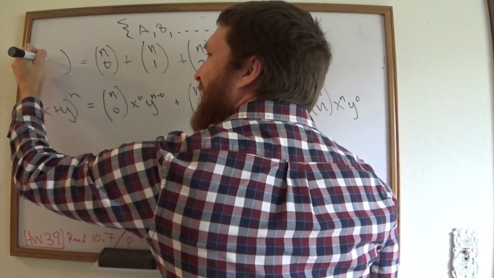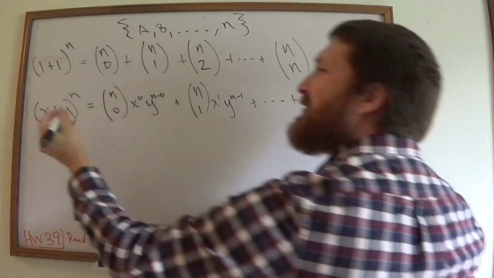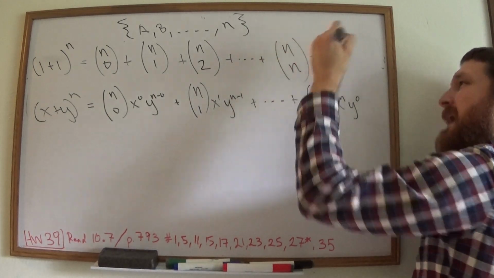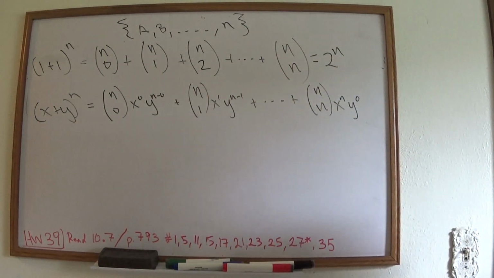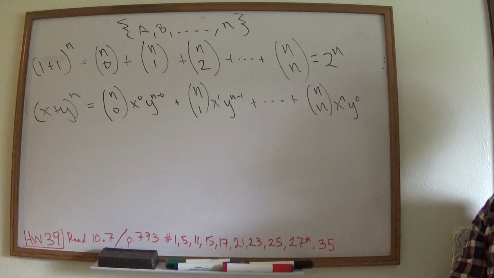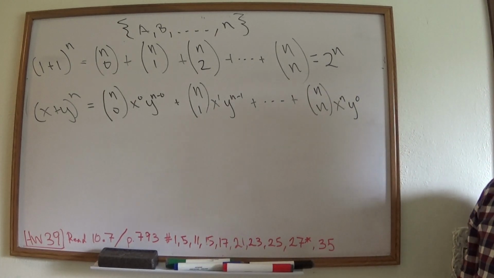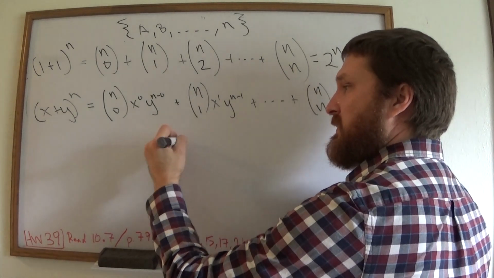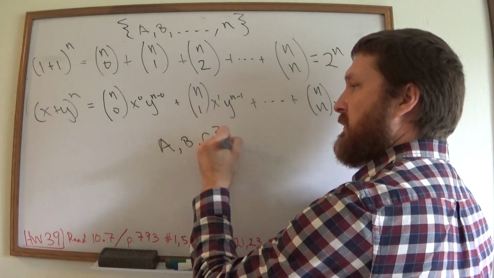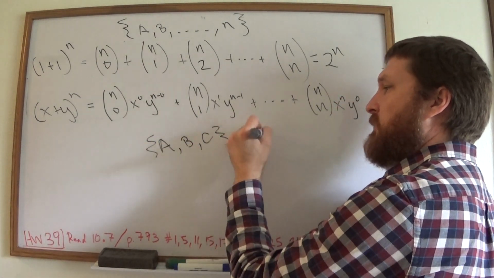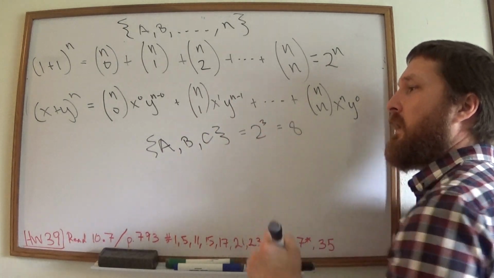That's weird. 2 to the n, that's how many subsets there are of n things. I think that's really cool. And you could check this, by the way. How many subsets are there of 3 things? It says that it should be 2 to the 3. It should be 8. And we could just check.